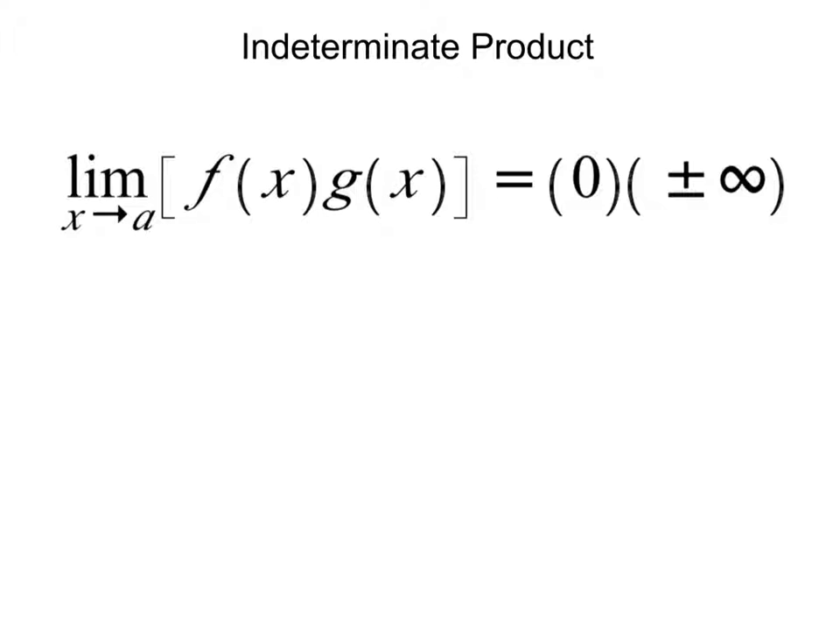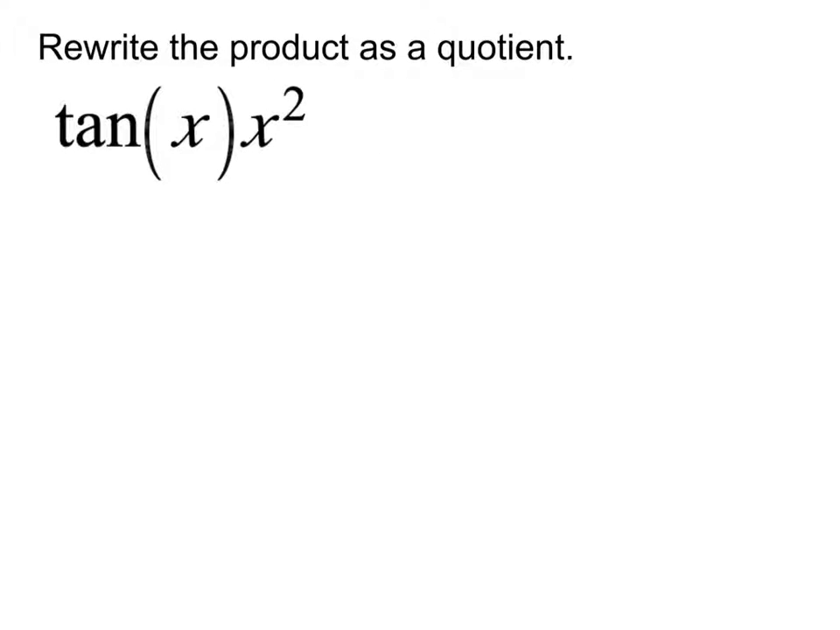Write this as a rational expression where we have some function over another function. That basically just means writing it as a quotient. And so that's what we're going to do here. We're going to go ahead and write this equation as a quotient and a few others as well to practice this idea.